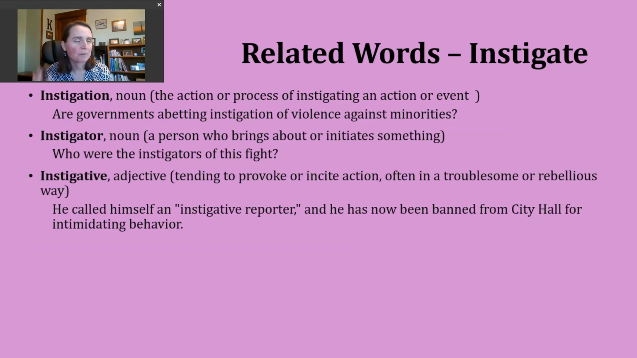Again, this can help you cause a particular action. And again, it generally has kind of this negative meaning to it. The action being caused is maybe troublesome or rebellious in some way. An example of this in a sentence would be, he called himself an instigative reporter, and he's now been banned from City Hall for intimidating behavior.